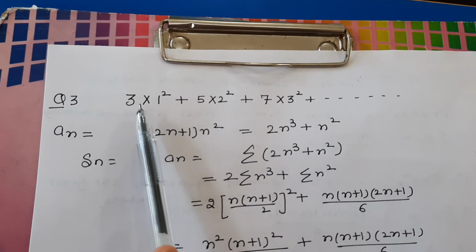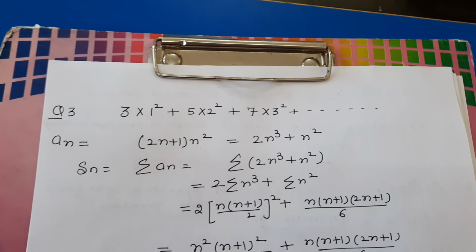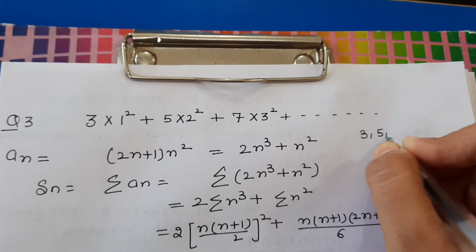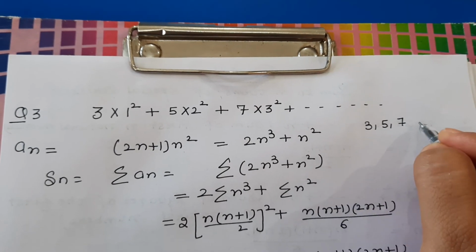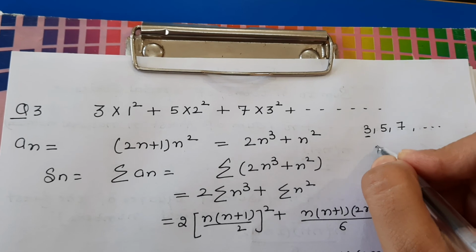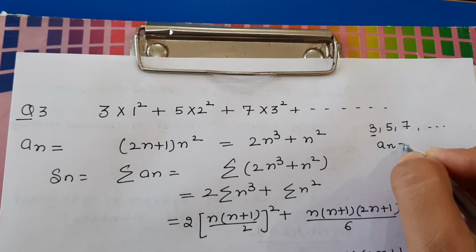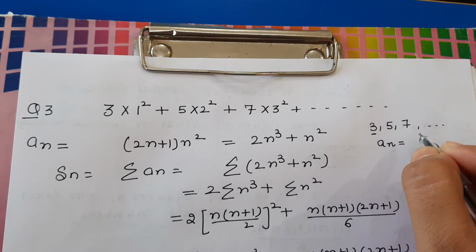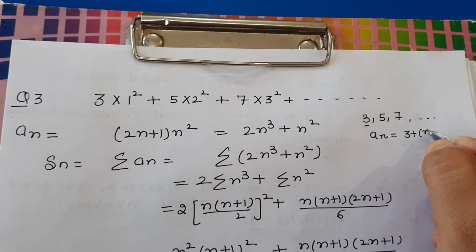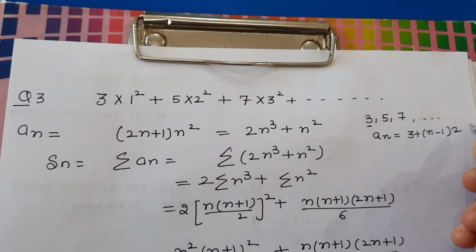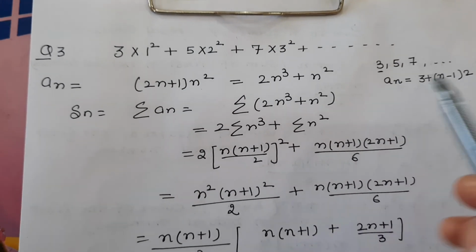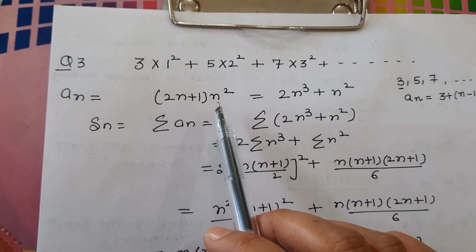Now come to the first factor. 3, 5, 7. If we look at the series 3, 5, 7, clearly this series is in AP. The first term is 3. Common difference is 2. If we find the nth term, the formula is a plus n minus 1 into d. So a is 3 plus n minus 1 into 2. That means your answer will be 2n plus 1. Right? So this is 2n plus 1 into n square.